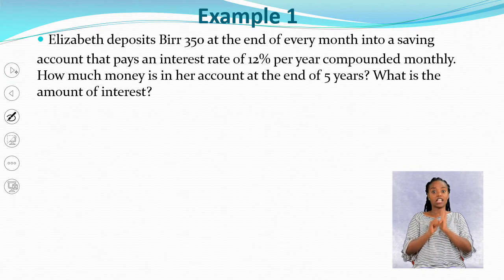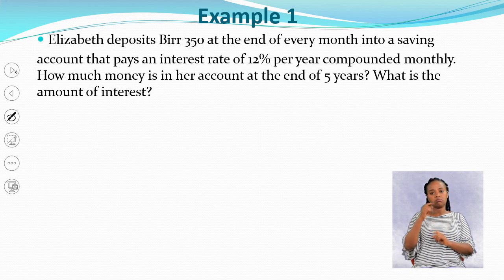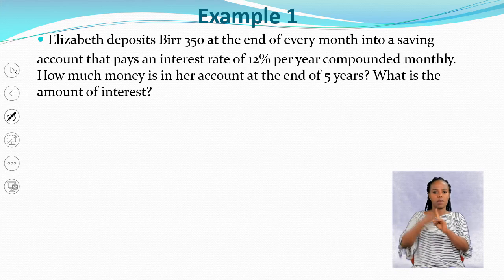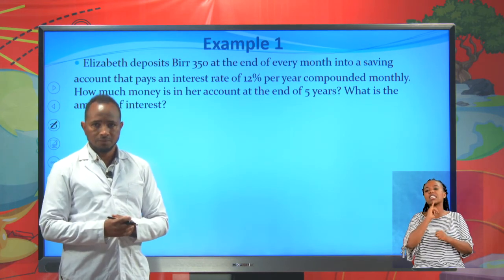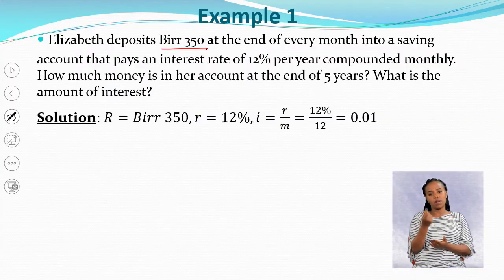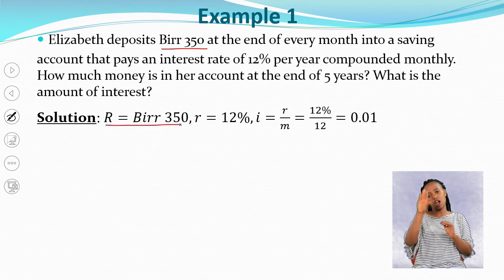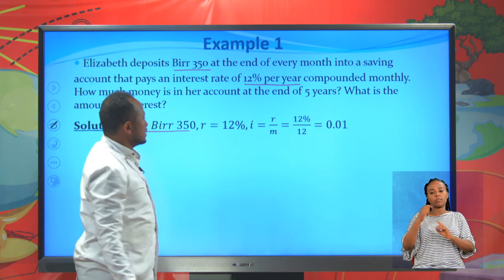So let's see an example for this one. Here we have Elizabeth deposits $350 at the end of every month into a saving account that pays an interest rate of 12% per year, compounded monthly. How much money is in her account at the end of 5 years? And what is the amount of interest? Here, this 350 is the monthly deposit. So we have R to be 350, a regular deposit. And the interest rate per year is given to be 12%.